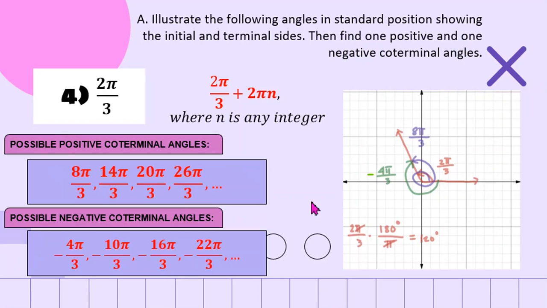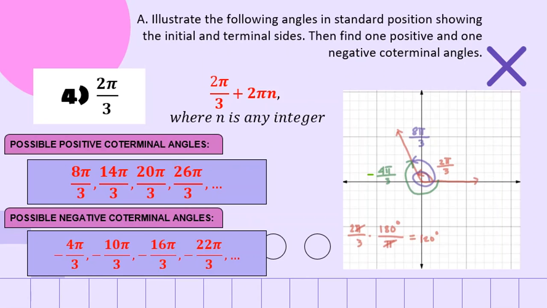In determining the coterminal angles of 2 pi over 3, add 2 pi. You can use a calculator for this one. I will allow calculators so that you can add faster. So 2 pi over 3: 2/3 plus 2, that's 8 pi over 3. Don't forget the pi since it's in radians. And then plus 2 again, it's 14 pi over 3, plus 2 again, that's 20 pi over 3, and so on and so forth.